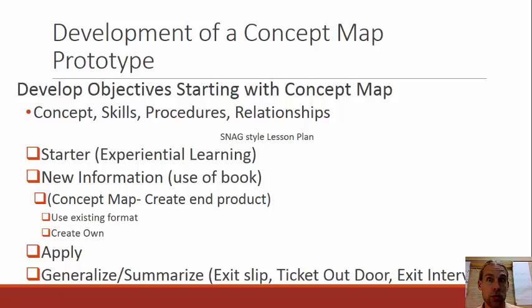Maybe students create their own. You decide. However it goes, the book has to be part of that new information. Maybe the students use the concept map to create another end product, a big end product. Maybe they use the concept map to help them apply. When I say apply here, so you go new information where you have your concept map. Then you go to apply.